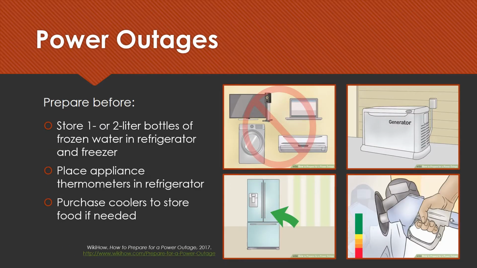Prepare beforehand for power outages by storing 1 or 2 liter bottles of frozen water in the refrigerator and freezer. Place appliance thermometers in the refrigerator. You may purchase coolers to store food if needed. Make sure you have a full tank of gas in your vehicle. Consider a generator for power backup. If there is a possibility of power outage, unplug electronics and appliances.